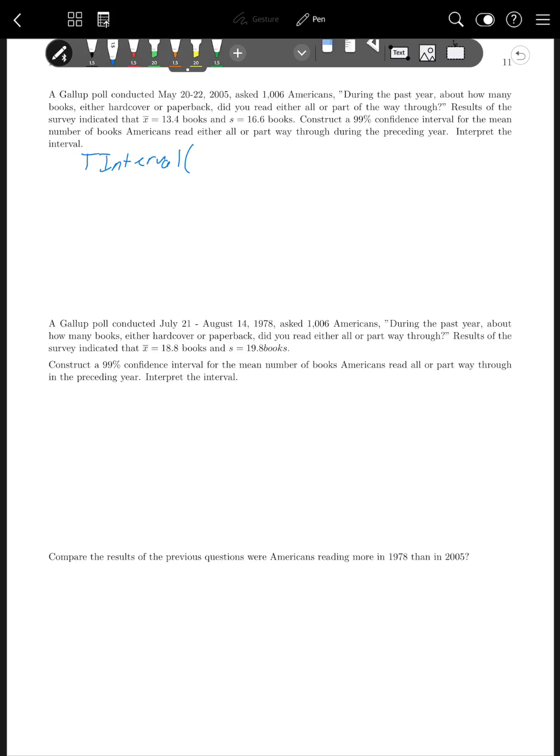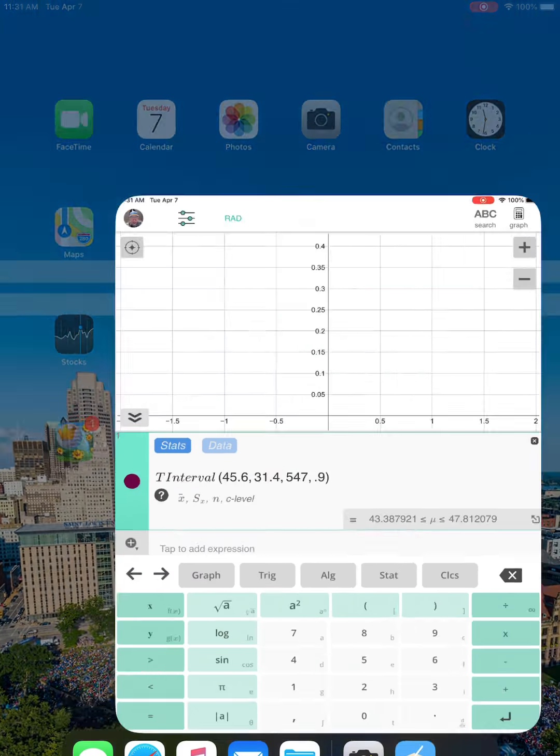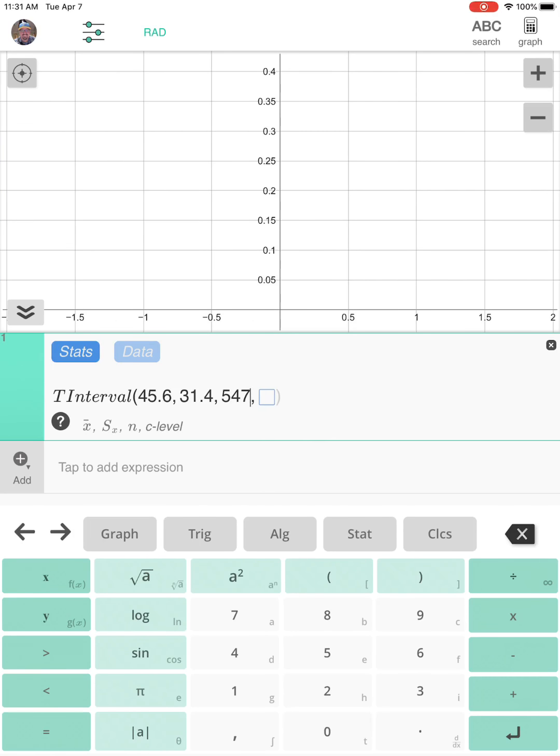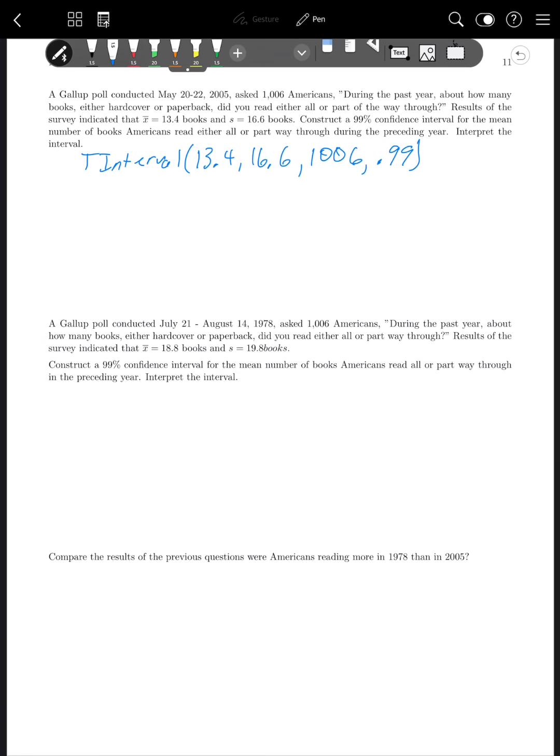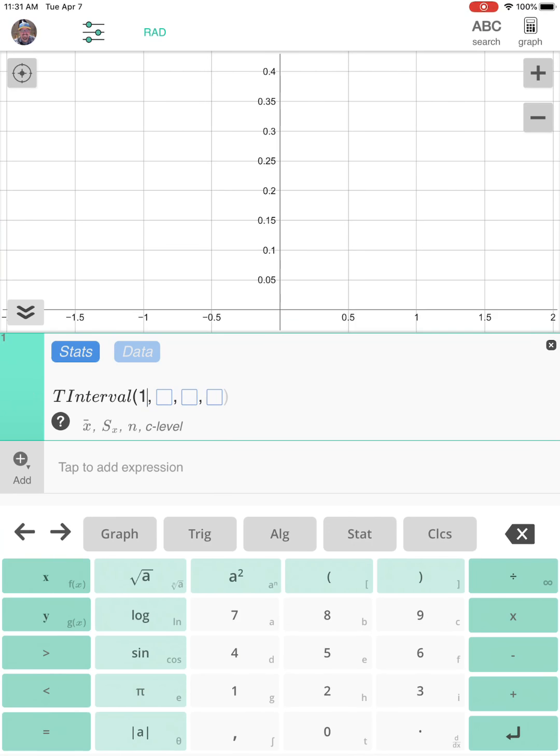Okay, so now that you've had a chance to try these, let's go ahead and go through them together. So we're going to use the t-interval again. For this first one, it's talking about the number of books that people read either all or partway through in the year 2005. So the mean was 13.4 books. The standard deviation was 16.6 books. The number of people in the sample was 1,006, and the confidence level is 99.